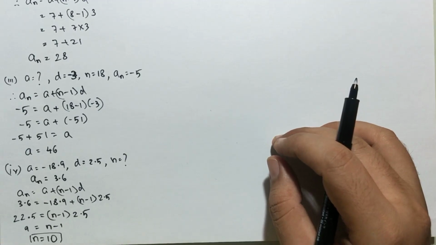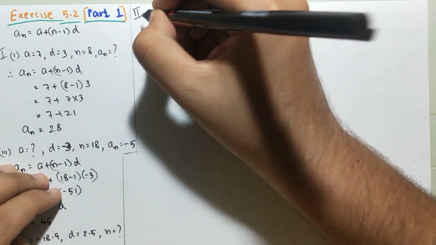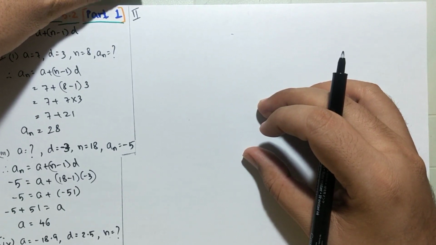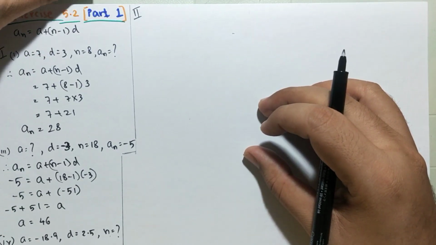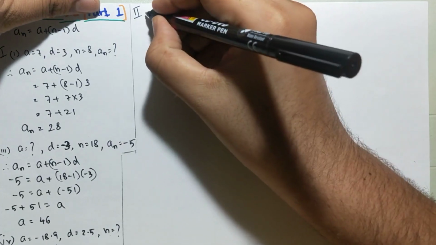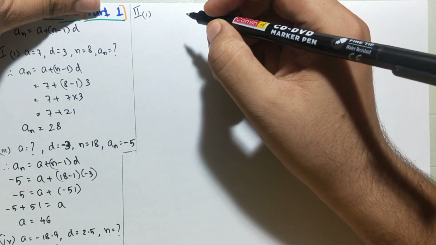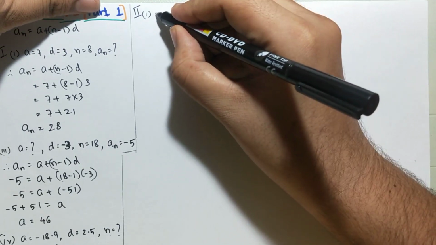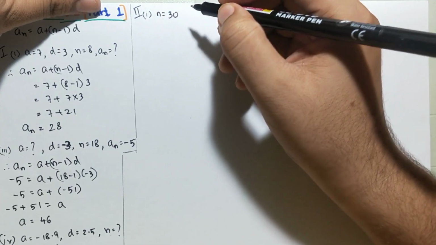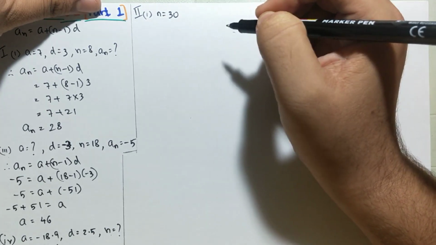Let us proceed towards the second sum. The question is, choose the correct choice in the following and justify. So you have to choose the correct option and you have to justify it. First is 30th term. See, the question is 30th term of the AP. 30th term of the AP means they are clearly saying that the n is 30. And the AP given to us is 10, 7, 4.